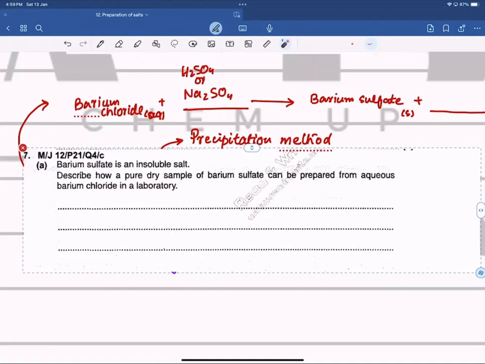As we know, sulfate is a negative ion, and all group 1 compounds are water soluble. So we can take any group 1 sulfate, for example lithium sulfate, sodium sulfate, potassium sulfate. Or besides this, we can also use an acid, that is sulfuric acid. So we are going to use barium chloride and the other one, while barium sulfate is the one obtained at the end, which is water insoluble. So the other thing can be sulfuric acid or sodium sulfate or potassium sulfate or lithium sulfate, any one.